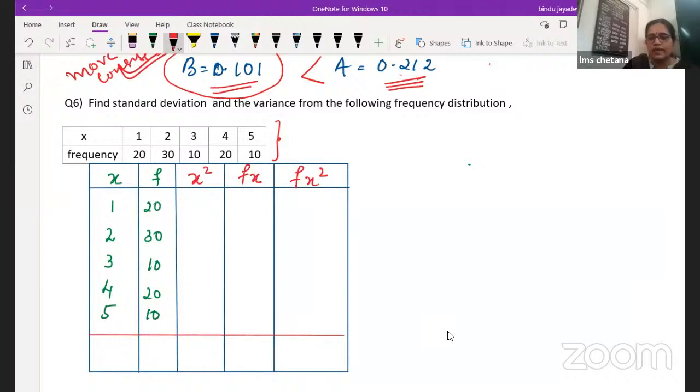See, X square. X square means here first is 1 square, 1 raised to 2. What is the meaning? 1 into 1. You know that its answer is 1. Here 2 square, that means 2 into 2. You are finding that one. That is 4, 9. 4 into 4, that is 16. Here it is 25.